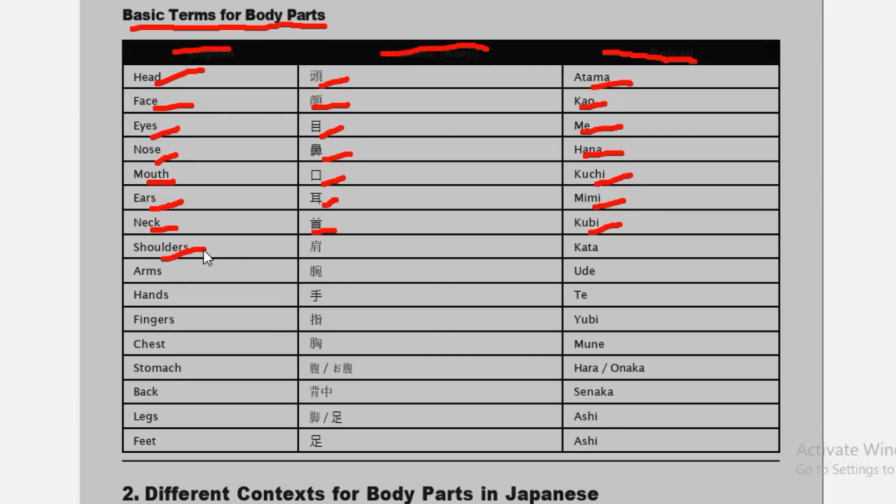For shoulders, it is kata. For arms, it is ude. For hands, it is te. For fingers, it is yubi. For chest, it is mune. For stomach, it is hara and onaka. For back, it is senaka.